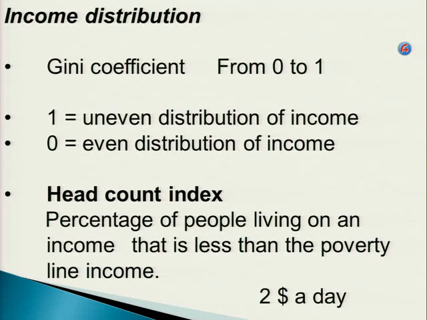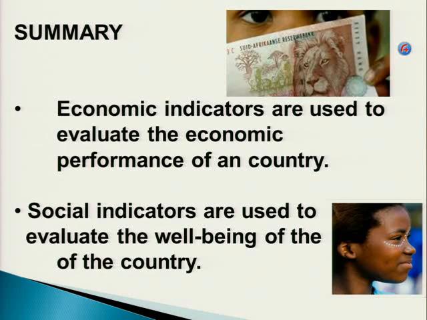This is unevenly distributed. What are we looking at? We look at the headcount index. And then we will see that this is a percentage of people that live on an income less than the poverty line income. And the poverty line income, according to the United Nations, is less than $2 a day.